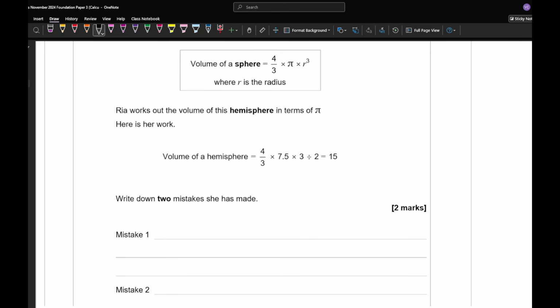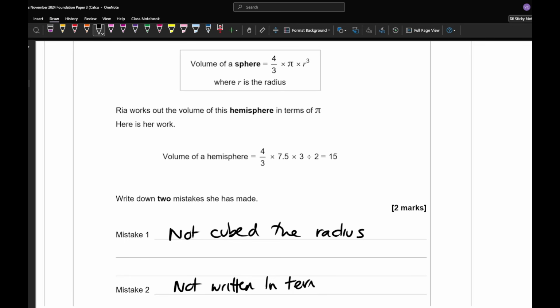Now, if you're ever unsure, I would strongly recommend answering the question yourself and then comparing that to the working out that you can see. Now, you can write any of these particular answers as the mistakes. So you could say that she's not cubed the radius. Instead, she's multiplied by 3, and that she has not written it in terms of pi, as what the question is asking her to do.